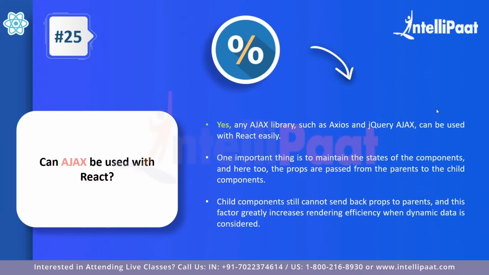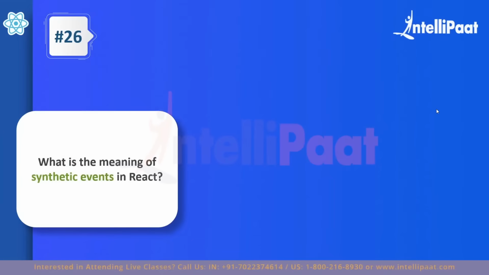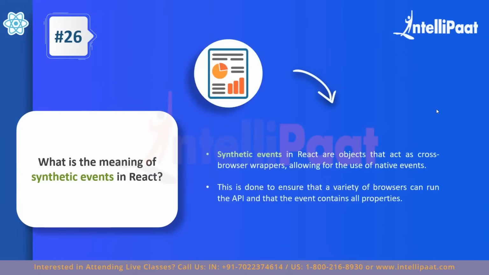So this is one thing which is an advantage in terms of workability, and of course in terms of rendering efficiency. It'll have a huge impact whenever we're working with dynamic data. So the answer is yes to this particular question. With this, we can move on to the 26th question that states, what is the meaning of synthetic events in React? We checked out what events are, but then what are synthetic events?